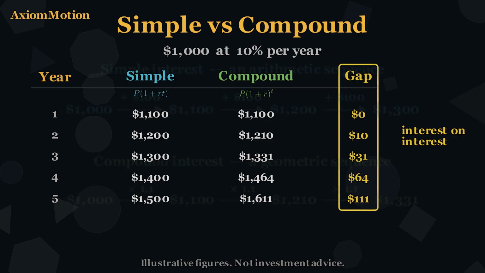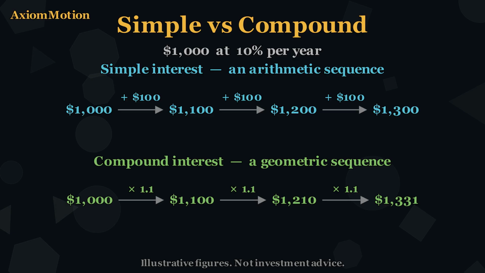Look at the structure underneath the numbers. Simple interest adds the same $100 each step. That is an arithmetic sequence. Compound interest multiplies by 1.1 each step. That is a geometric sequence. One of them grows by addition, the other grows by multiplication. And over time, multiplication wins, not by a little, but by an enormous margin.